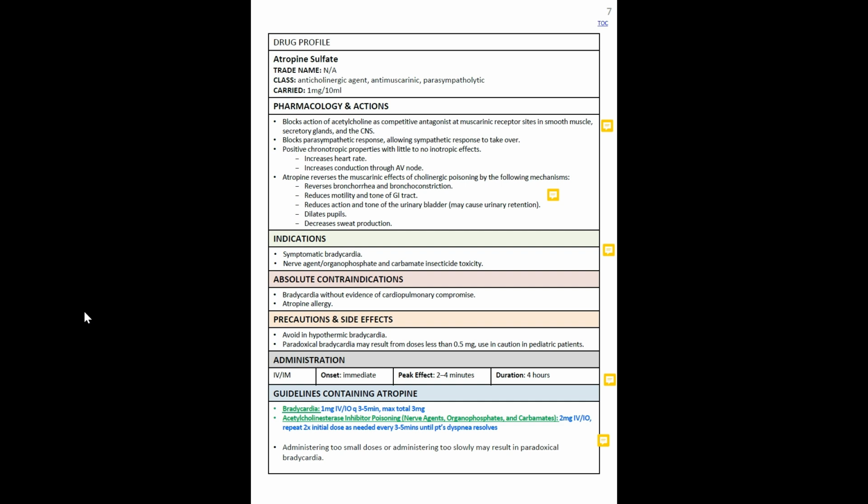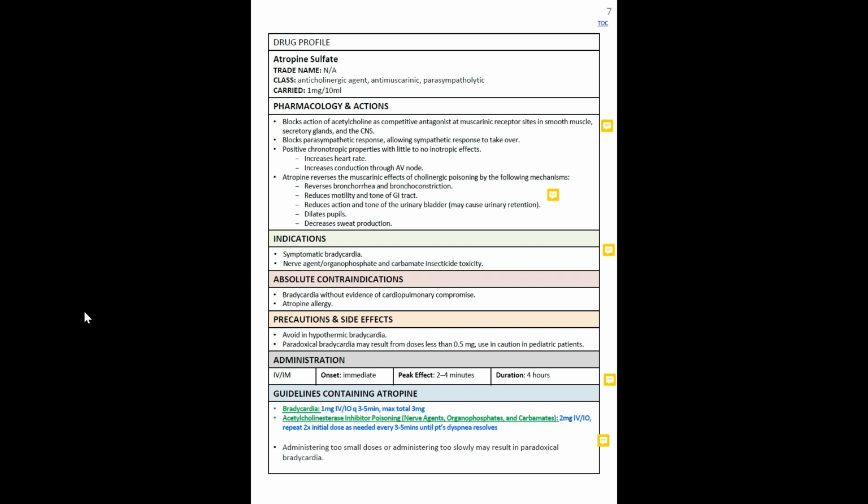Now, under those cholinergic receptors, there's two main types, which are nicotinic and muscarinic. Atropine works at blocking the muscarinic receptors, and also it works against or blocks and inhibits the parasympathetic nervous system. So, therefore, it is a parasympatholytic. Olytic referring to working against or opposing of. So, the way atropine is carried is 1 milligram in 10 mLs.